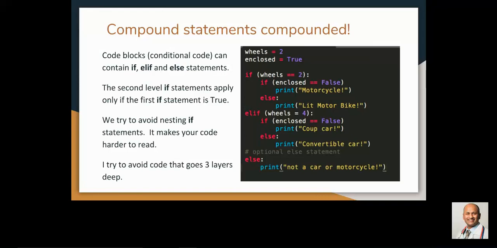So you test the first condition, it's the motorcycle condition. The elif is the wheels. If the wheels are 4, we do the same: if it's enclosed, say it's a coupe car, else print its convertible code. And then if it meets none of these conditions, if it doesn't have 2 or 4 wheels, then we just say it's not a car or a motorcycle.